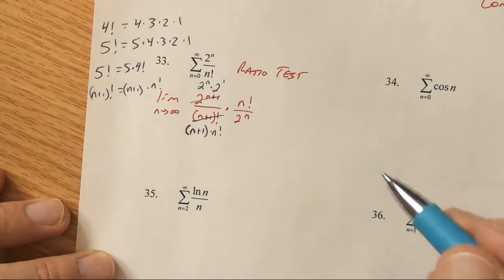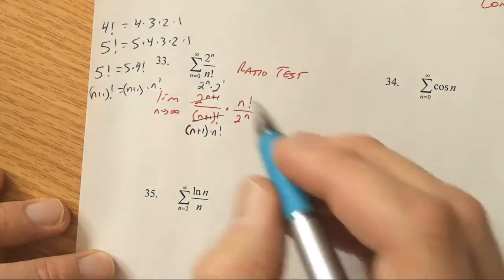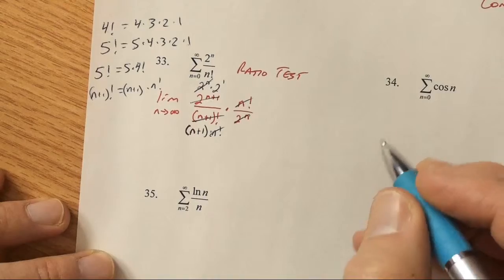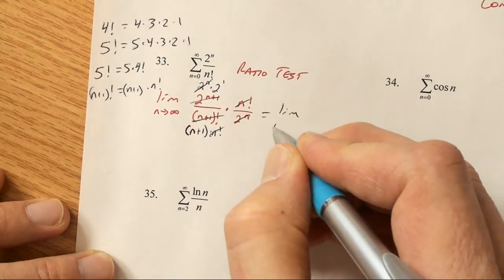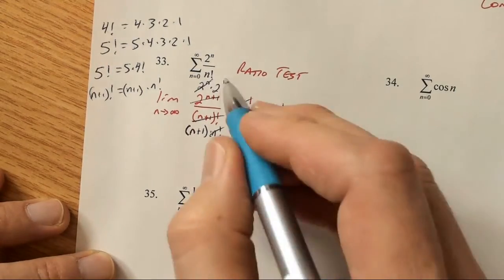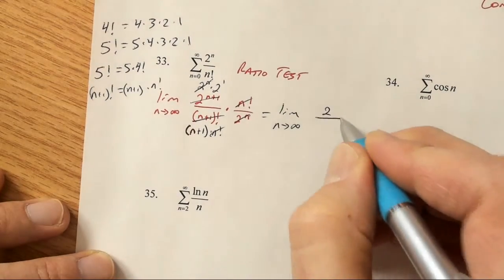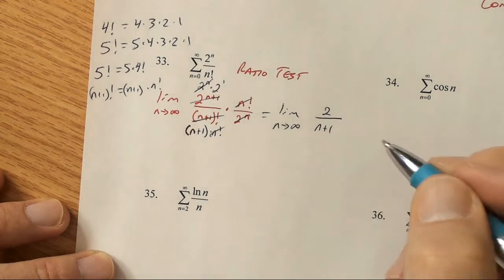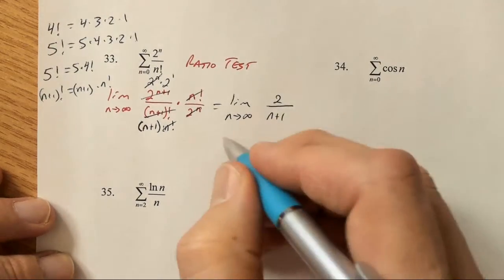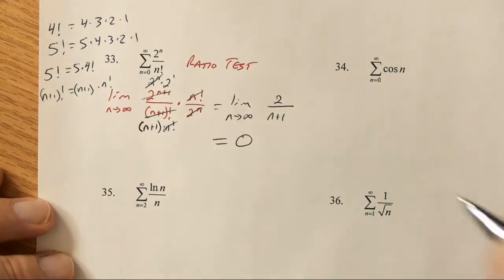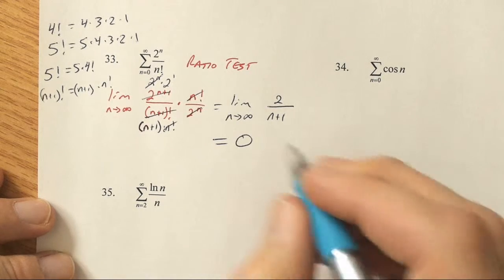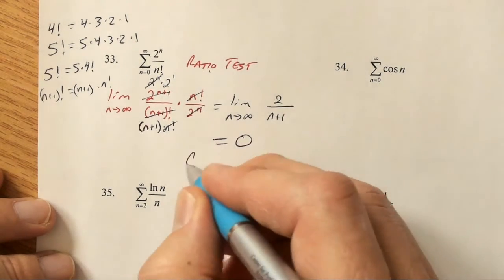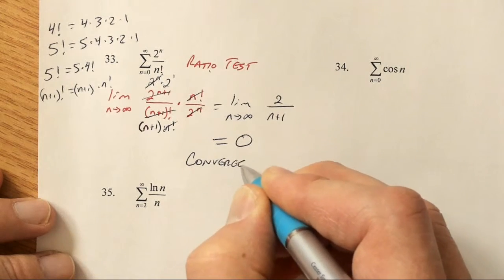Now the reason for these two rewrites is that now we can eliminate some values here. We can eliminate our 2 to the n's, and we can eliminate our n factorials. So now we have the limit as n approaches infinity. We are left with 2 in the numerator, and we're left with n plus 1 in the denominator. And that's a limit that we were able to calculate many months ago. That limit is equal to 0. We know that with the ratio test, if the limit is less than 1, then we have a series which converges.